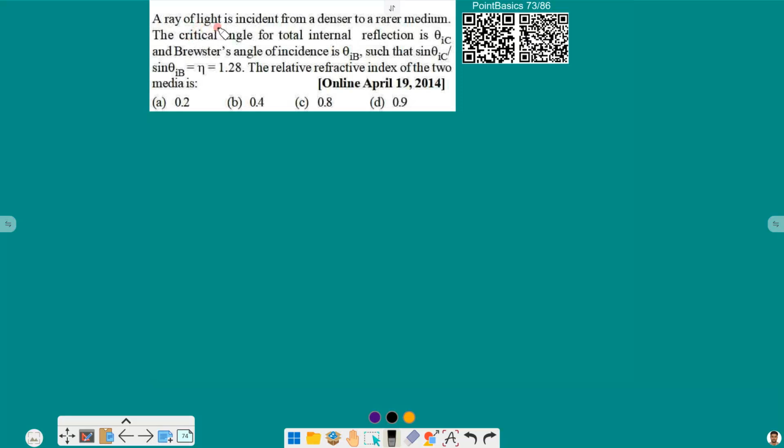So here a ray of light is incident from denser to rarer medium. The critical angle for total internal reflection is theta IC and Brewster angle is theta IB, such that theta IC by theta IB is eta, which is 1.28. Relative refractive index of the two media is. So here we have to find out the relative refractive index, and we can say that relative refractive index is going to be mu r.